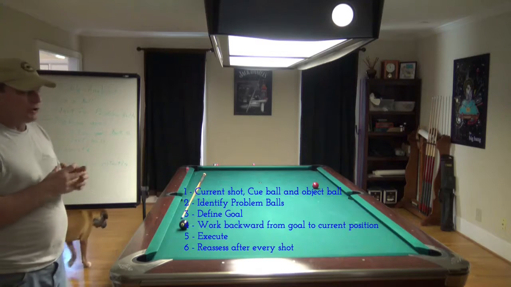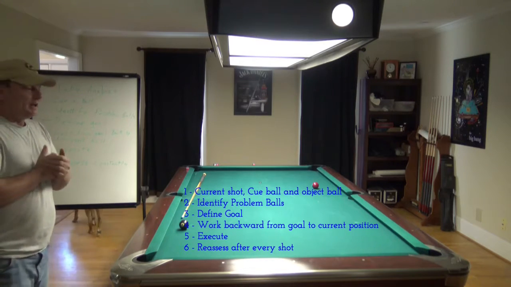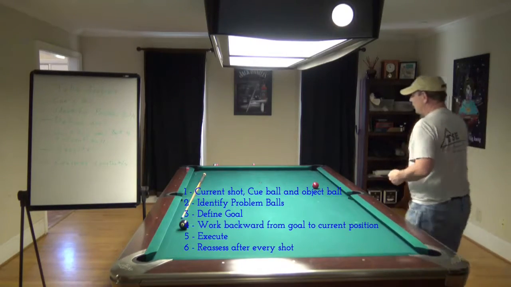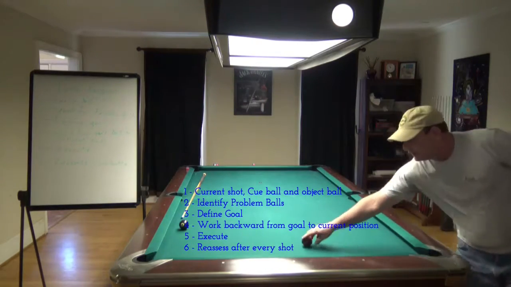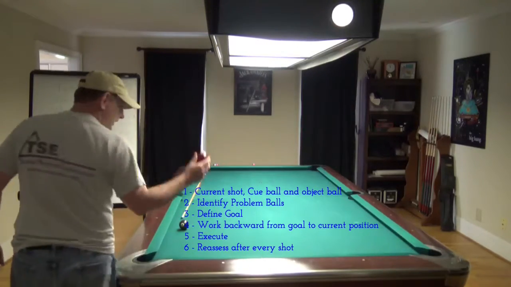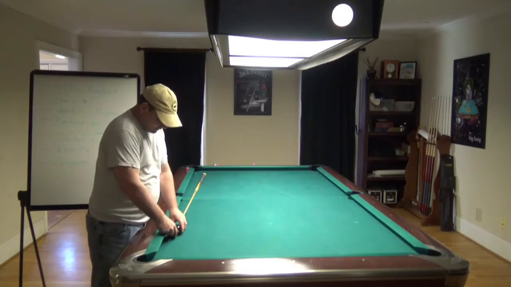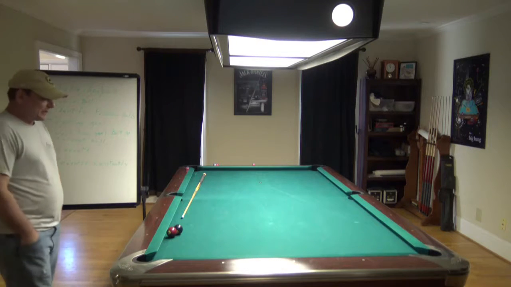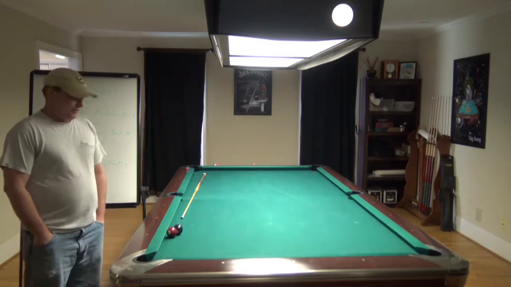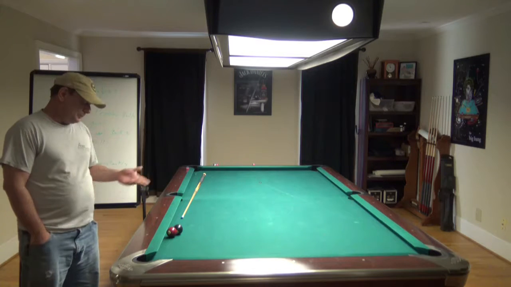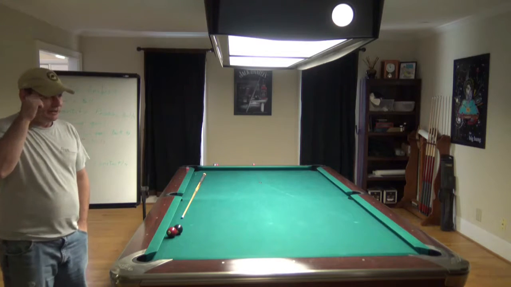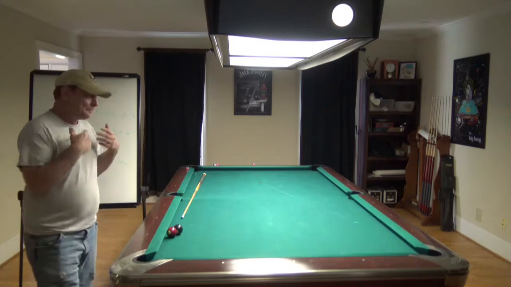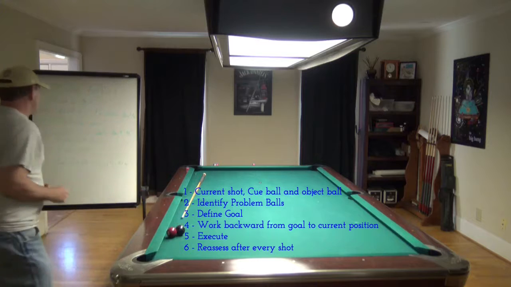What I mean by problem balls are balls that are in a configuration that makes it difficult to make the shot. For example, if you're playing 9 ball and the 7's sitting behind the 8 like that, that's a problem. That 7 ball is unmakeable as it sits. Or theoretically unmakeable. I'm sure there's some crazy ways to make it, but as a general rule, that's not a makeable ball. So you need to identify your problem balls.